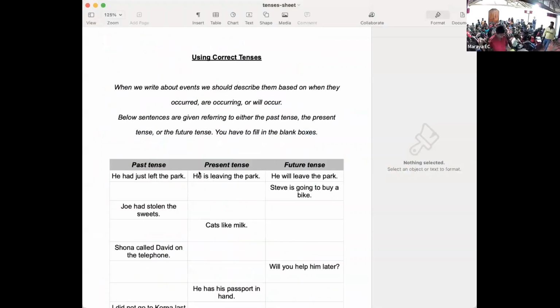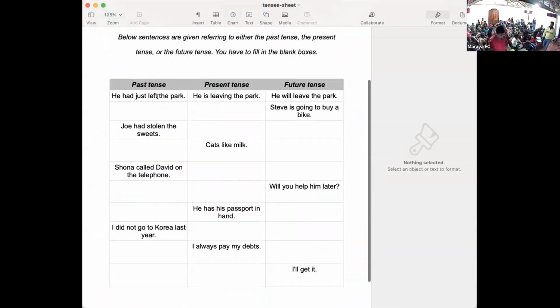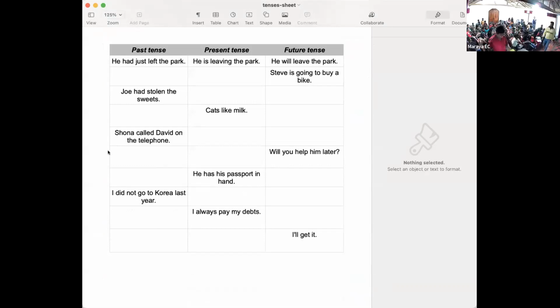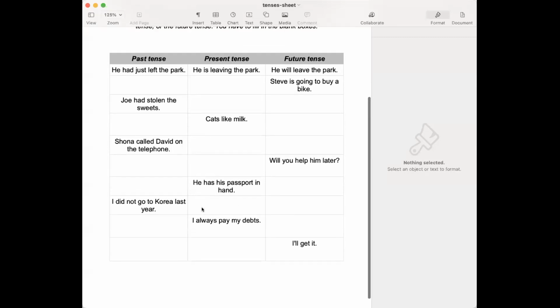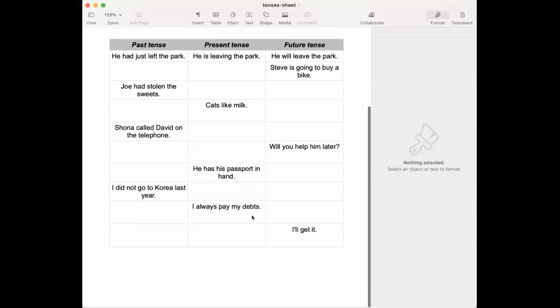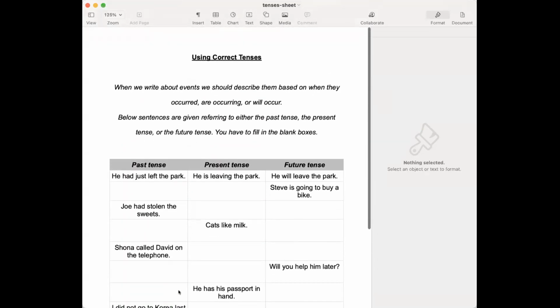The brave man. I have given homework on the rest of the sentences. Please do not unmute on your own. So this is the rest of the homework. So there is a table: past, present, and future. And you have been given some sentences which you need to change to present, past, and future. So that is your homework to complete for next lesson.